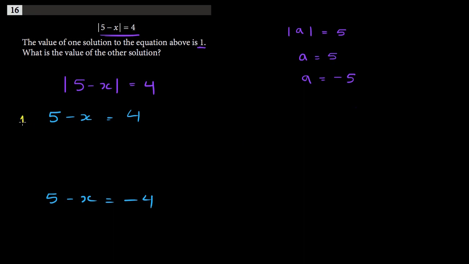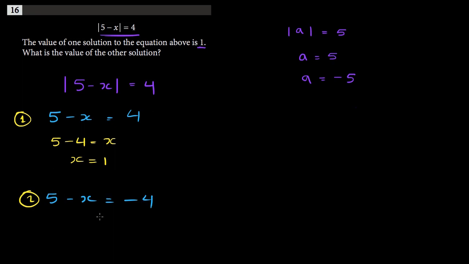here in the first, and let's say the second one. In the first one I can bring the x to the right hand side by adding x to both sides, and bring the 4 to the left hand side by subtracting 4 from both sides. And so it becomes 5 minus 4 equals x, and so x equals 1. Okay, that's one solution. Let's do the second one.